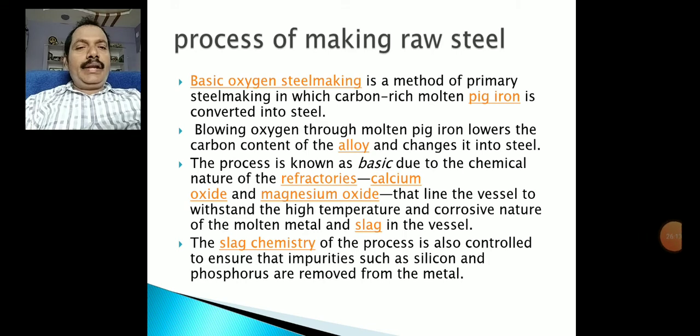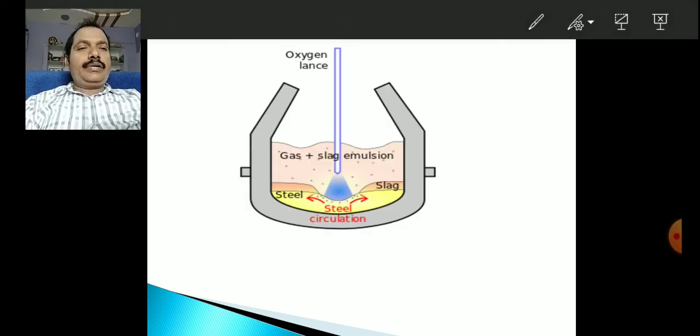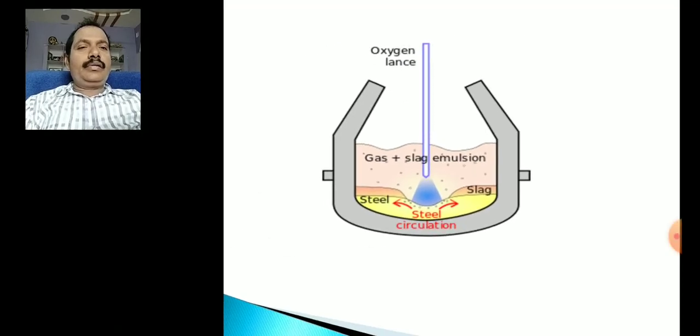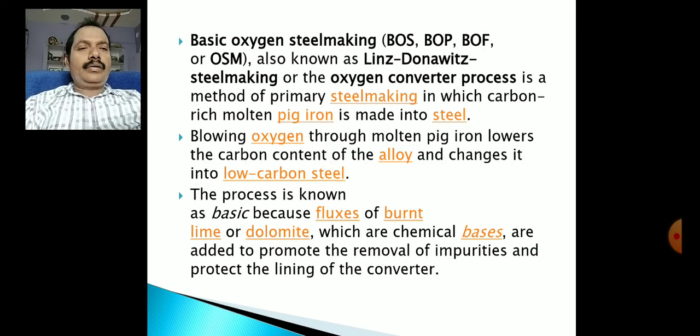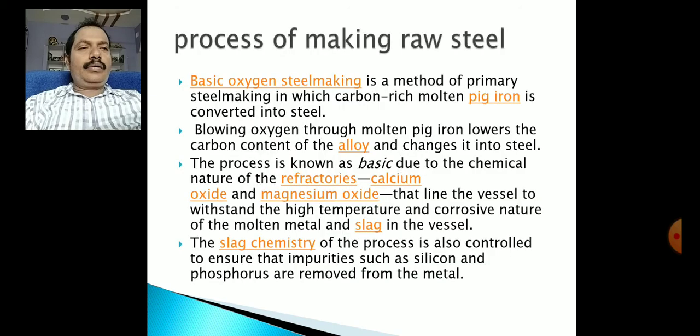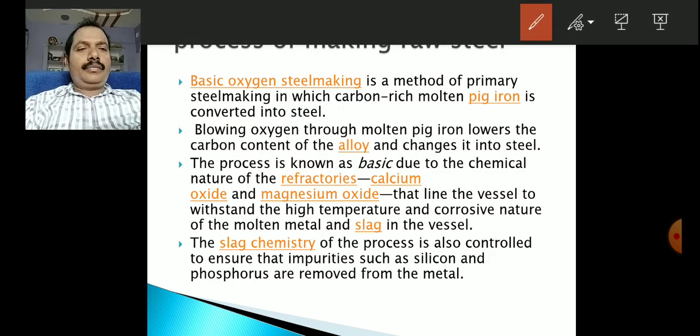So mainly there are two impurities, that is silicon and phosphorus. These should be removed and proper alloy is to be added so that the required grade of steel will be produced.